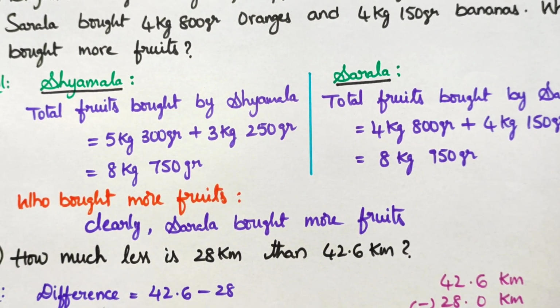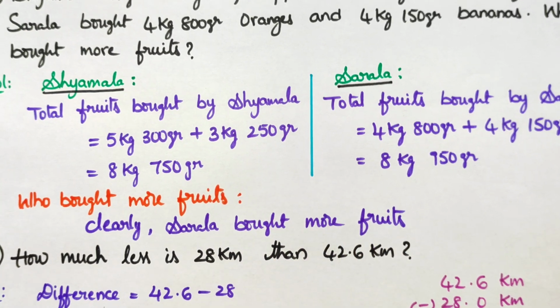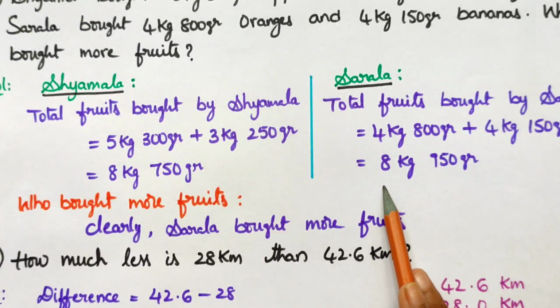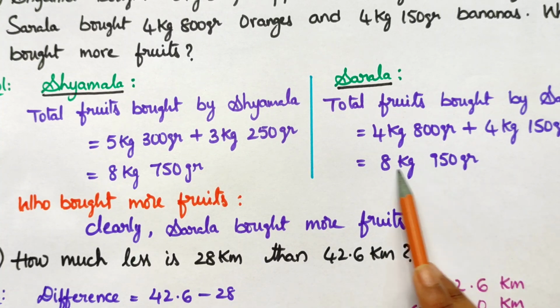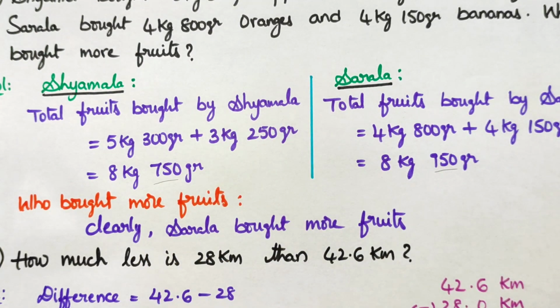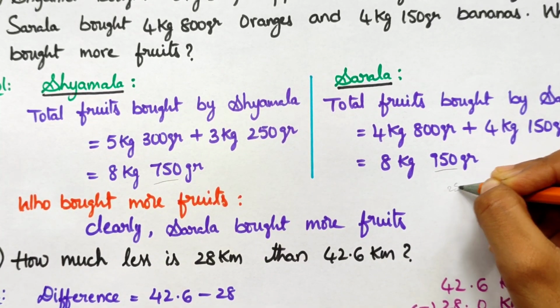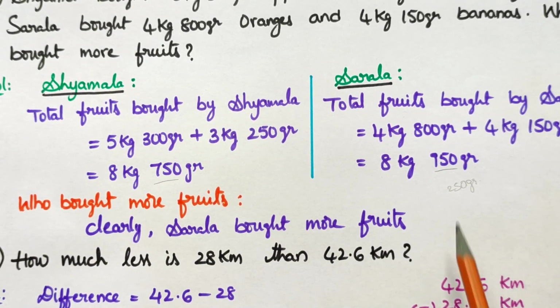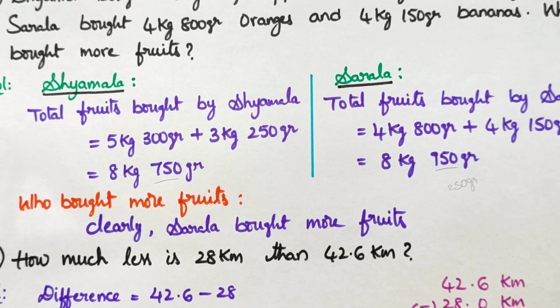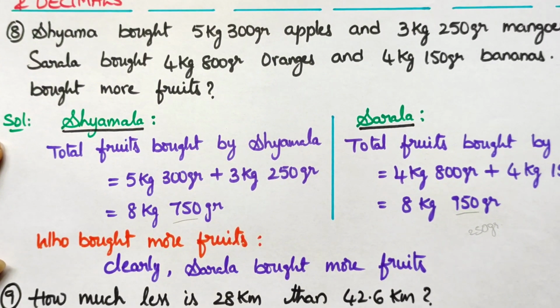Who bought more fruits? Let us compare. This is 8 kg 750 grams bought by Shyamala. This is 8 kg 950 grams bought by Sarala. Clearly, the difference between these two is only 250 grams. And you can see that Sarala bought more fruits. Who bought more fruits? Clearly, Sarala bought more fruits. With this, question number 8 gets completed.